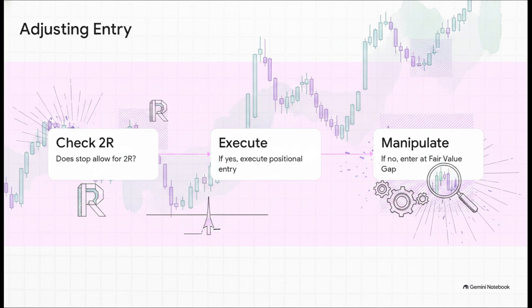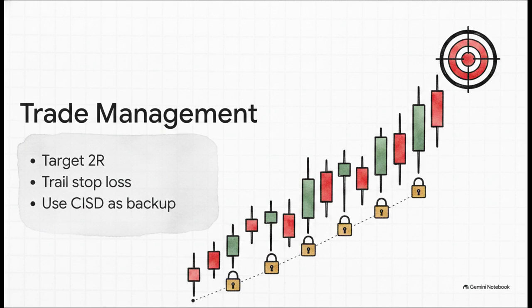First, check if placing your stop on the safest protected swing, the one actually respecting the EQ, allows for a 2R target. If yes, boom, execute your positional entry at the open. But if no, you have to manipulate your entry. You might just need to patiently wait for a slight pullback into a fair value gap. That tightens your entry price, improves your margins, and makes that 2R totally viable again. And once you're actually in the trade, you've got to manage it. Aim for that 2R target, or maybe specific liquidity points your indicators are flashing. Crucially, if the market starts expanding and forms a new protected swing, trail your stop loss, protect that capital.